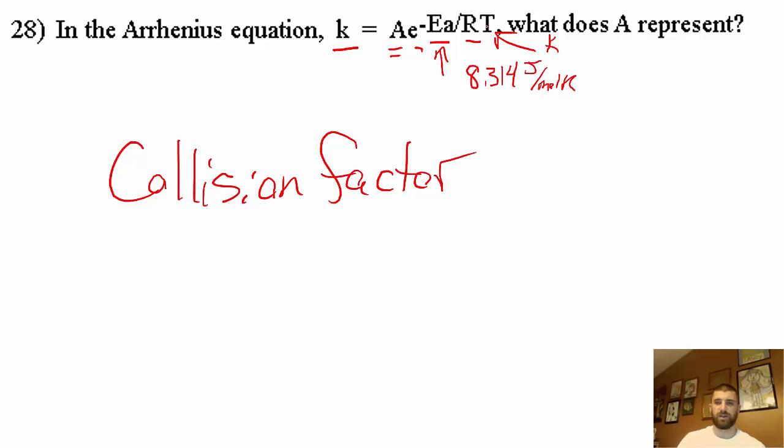Right. So we know that temperature affects the speed of a reaction. We know that activation energy will affect it too, but then we also have to account for how the things must collide in order to react, and that's A. That's how we factor that in.